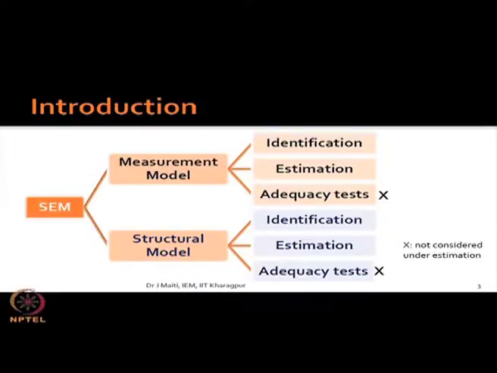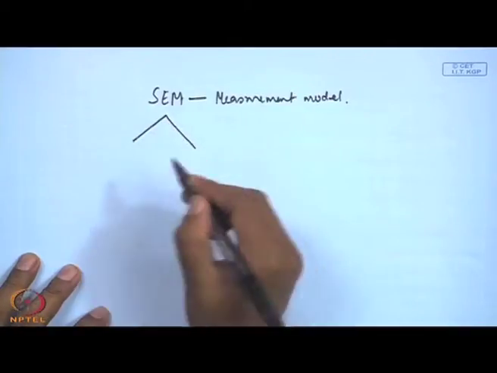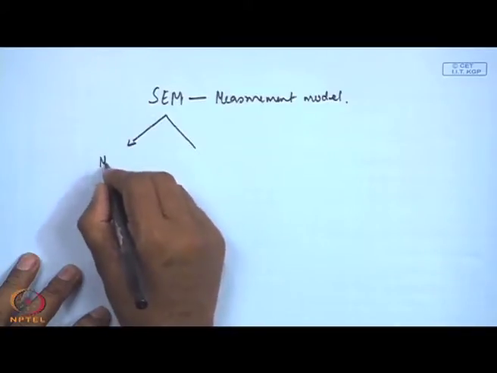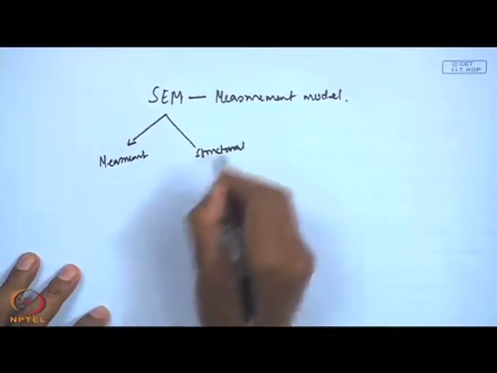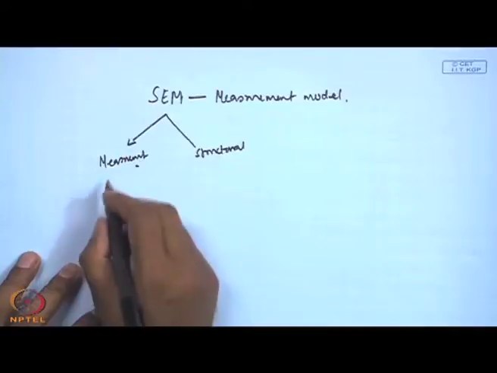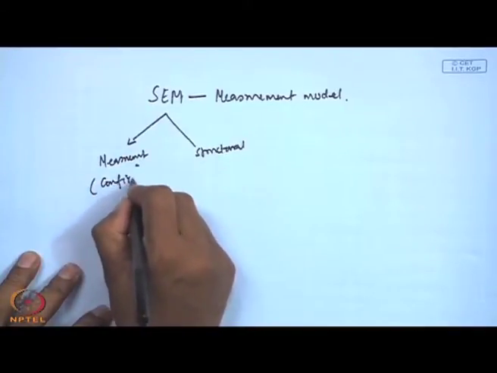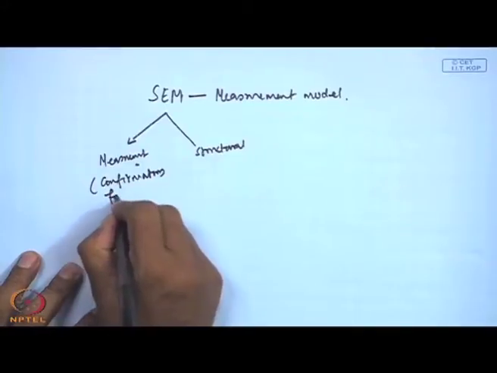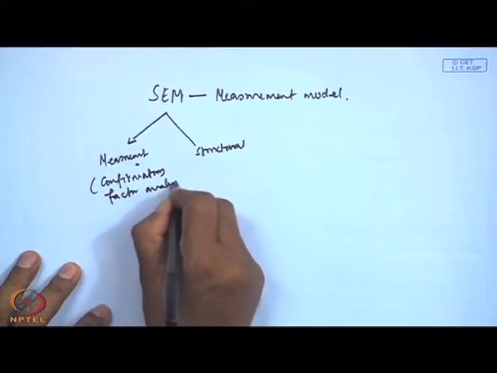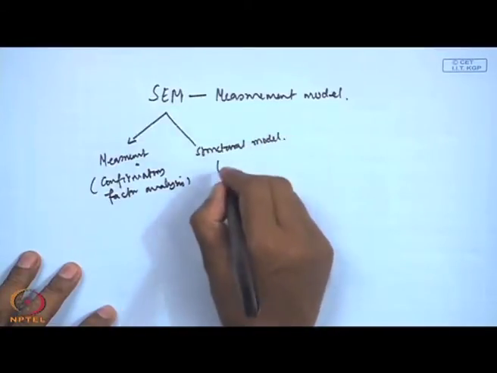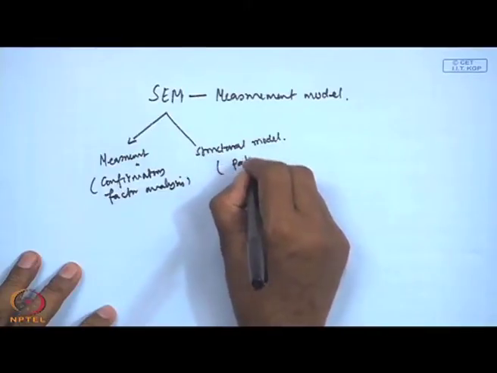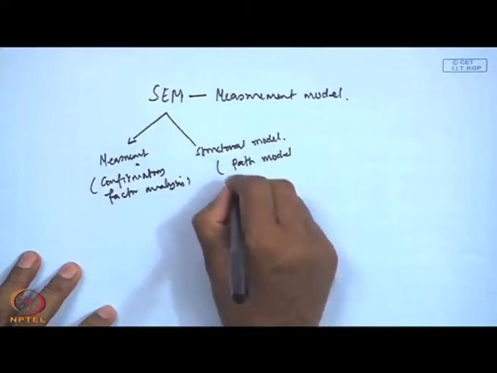You see, in the last class I explained that structural equation modeling has two components. One is measurement, another one is structural component. The measurement component is essentially a confirmatory factor analysis. And the structural part, or we can say the structural model, is equivalent to your path model or path analysis.